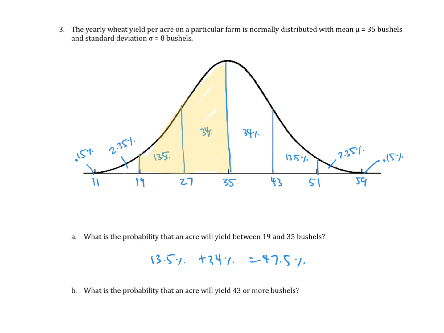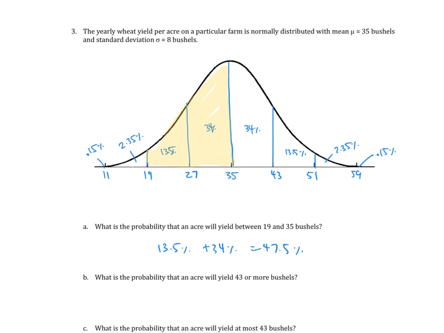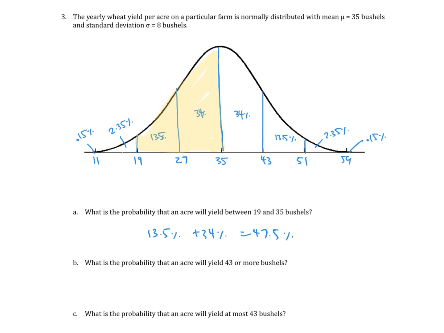In part B, what is the probability that an acre will yield 43 or more bushels? 43 or more would be from here all the way to the end. So we're going to add 13.5 plus 2.35 plus 0.15, which gives us 16%.